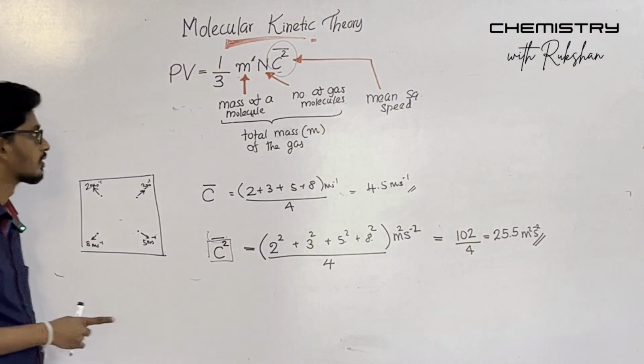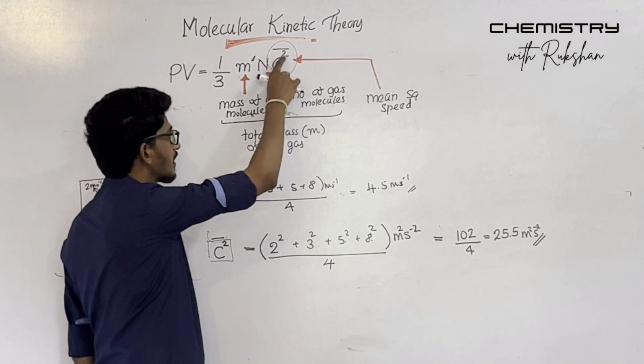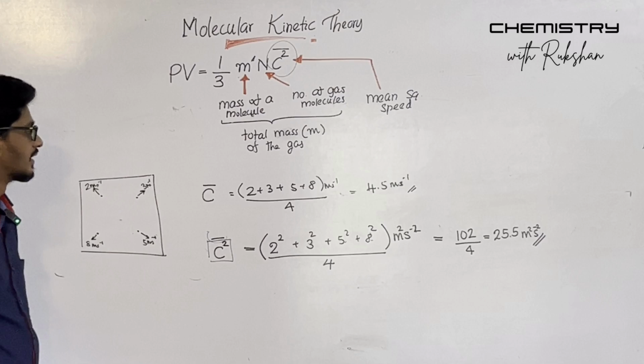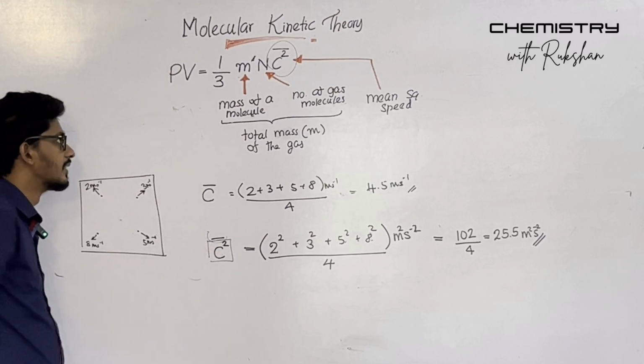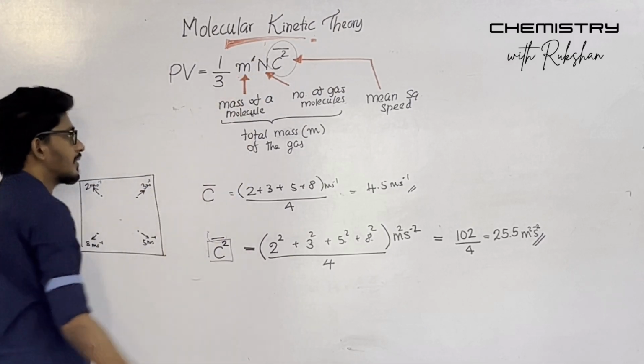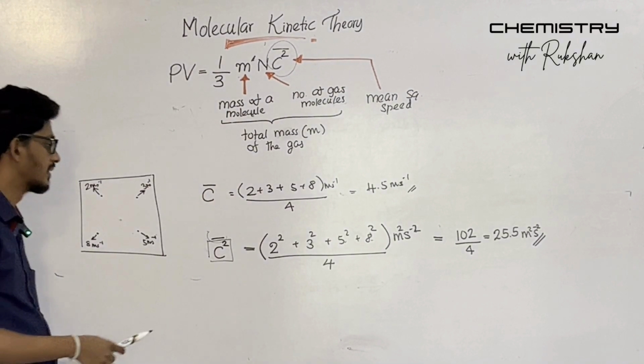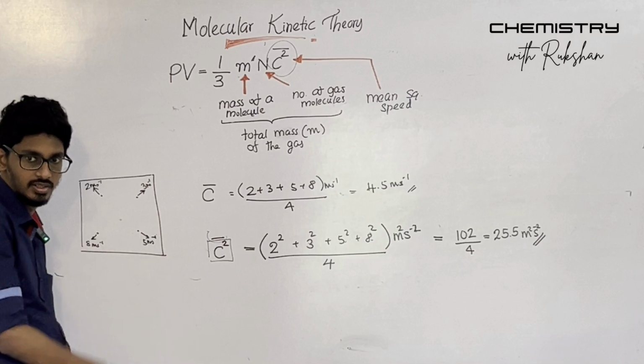Now see, this is not hard stuff to understand. It is just this thing. Mean square speed means first you need to come up with the square values of the speeds, then get the mean, right?